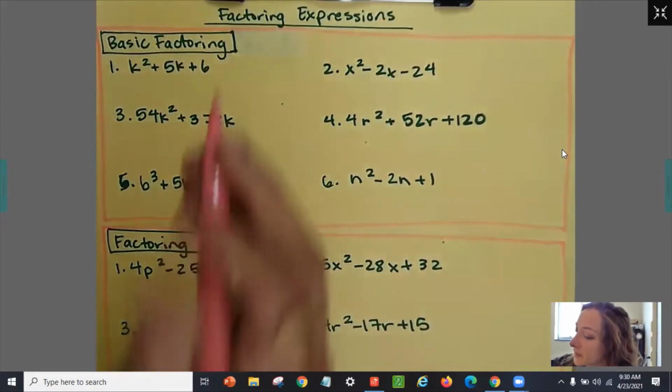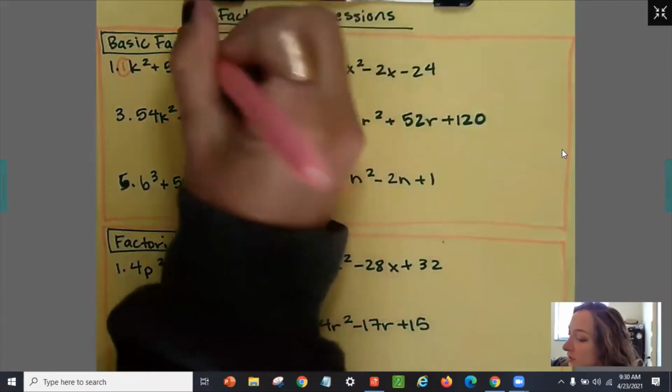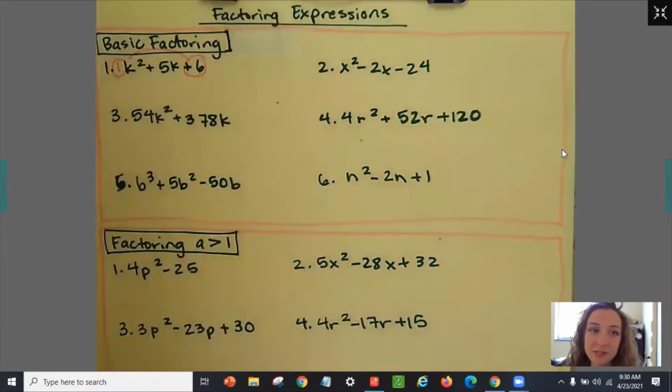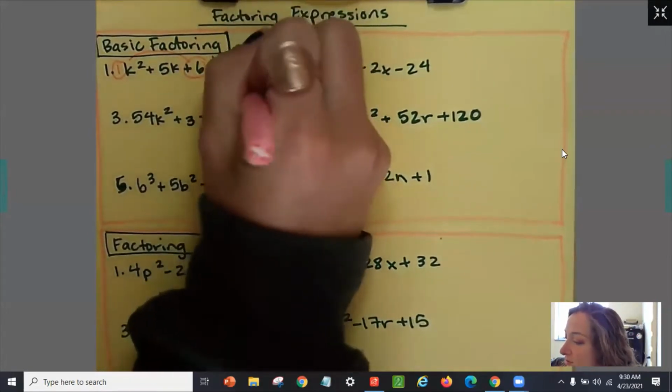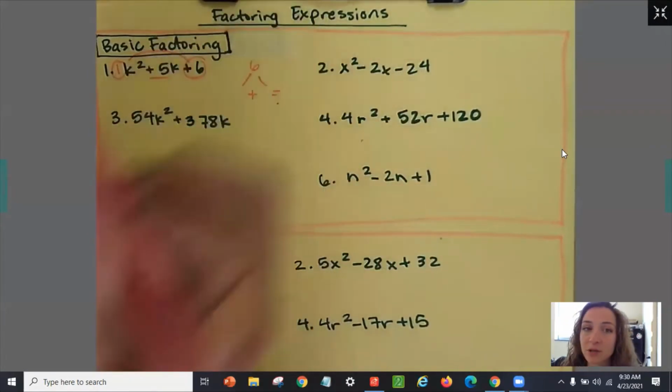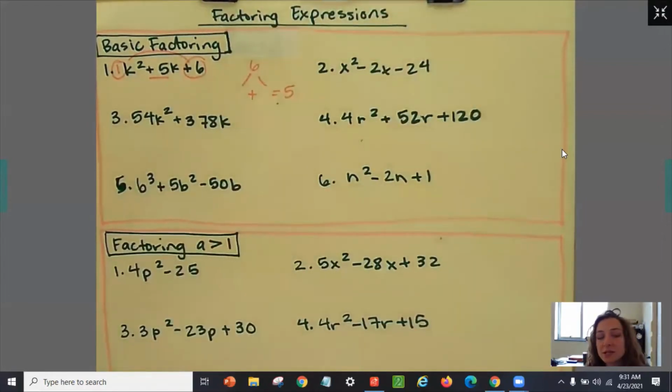Alright, so factoring by hand, you always take the number in front. So the number in front of k squared here is 1. Have the number on the end. I like to call this headphones, so you do 1 times 6, which is 6. And you want two factors of 6 that add to give you the number in the middle, which is positive 5. Alright, factors of 6 are 1 and 6 and 2 and 3.